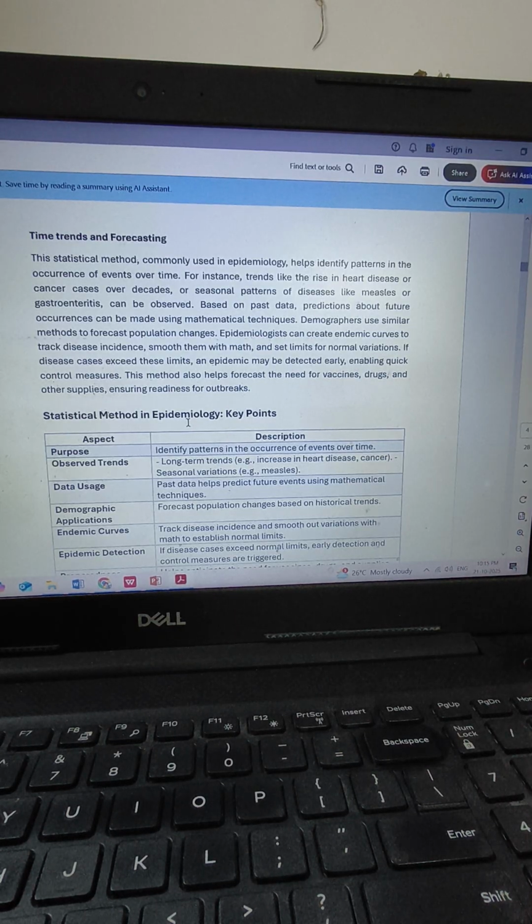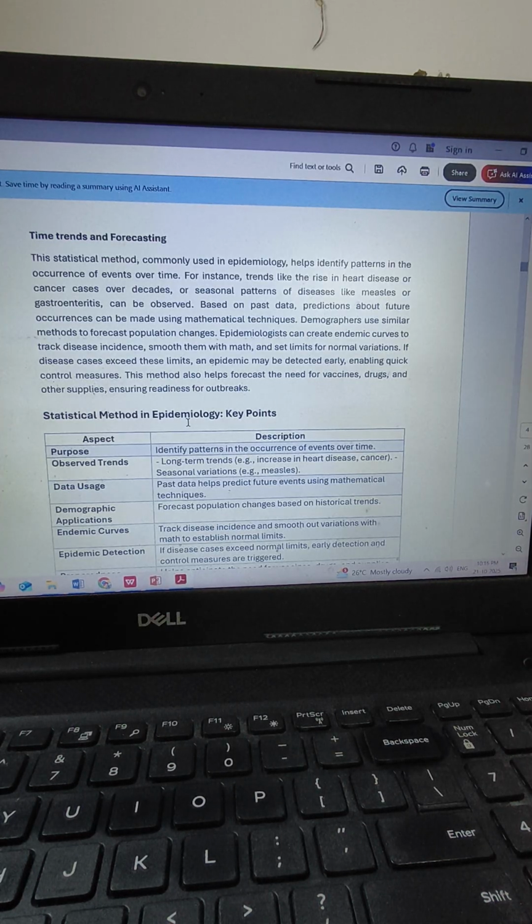Trends like the rise in heart disease or cancer cases over decades, or seasonal patterns of diseases like measles or gastroenteritis can be observed. So seasonal patterns of diseases like measles, what does it mean? It means that the kids have to be immunized before the season starts. Or the rise in heart diseases, again it talks about non-communicable diseases being on a rise. So what has to be done?